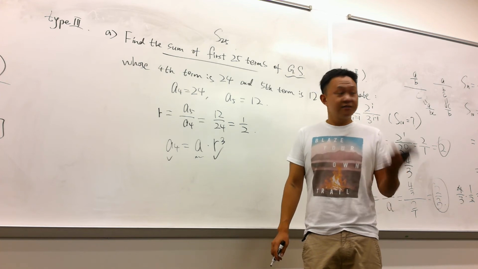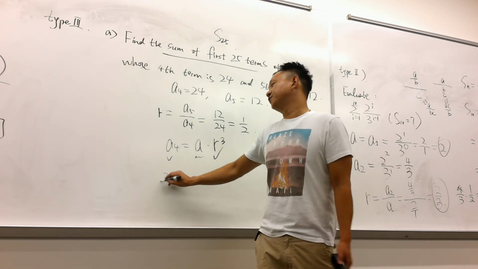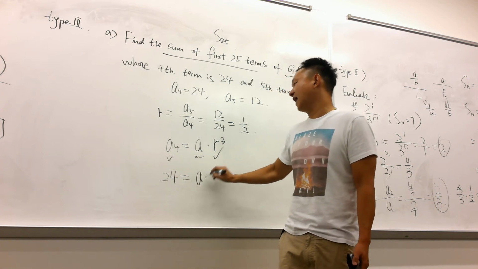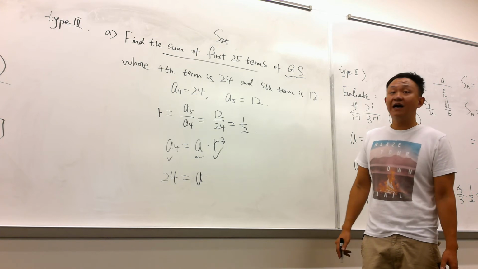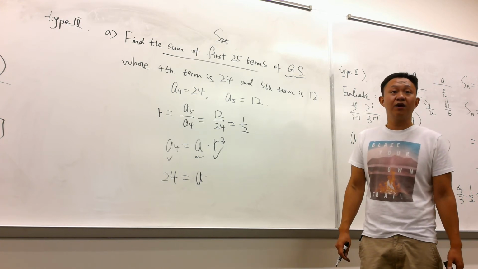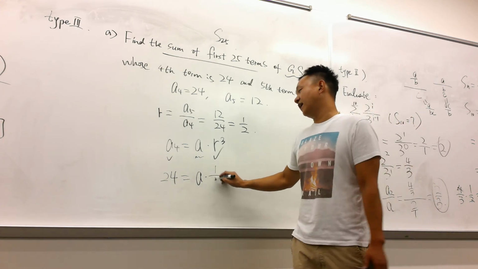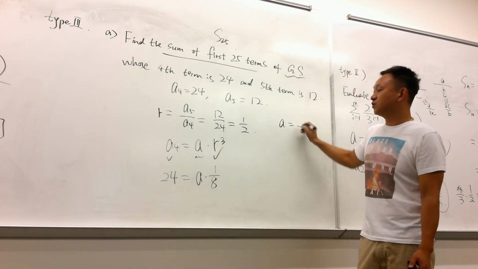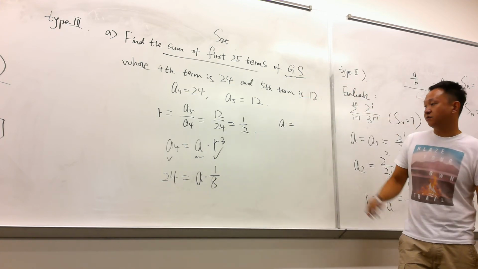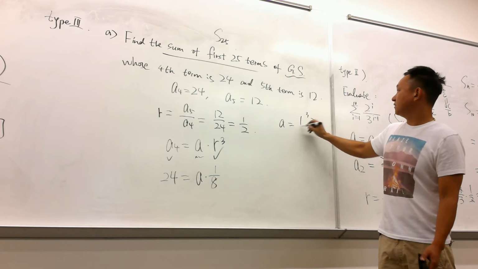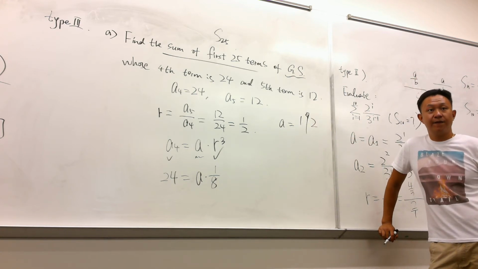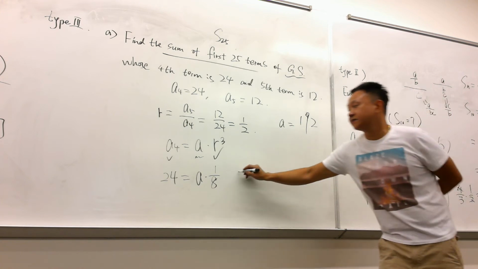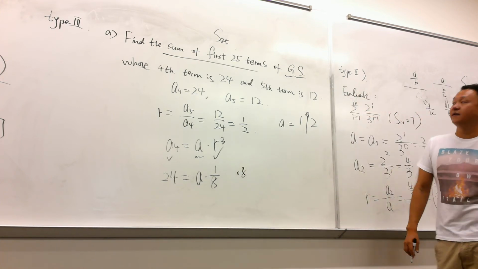You with me guys? So let's see what I have. A sub 4 is 24, equals A times R cubed. R is 1/2, and 1/2 cubed is 1/8. So you should have A equals what? You multiply 8 on both sides, and you are going to have 192. That's how you get the first term A. With me guys? What I did here is multiply 8 on both sides.